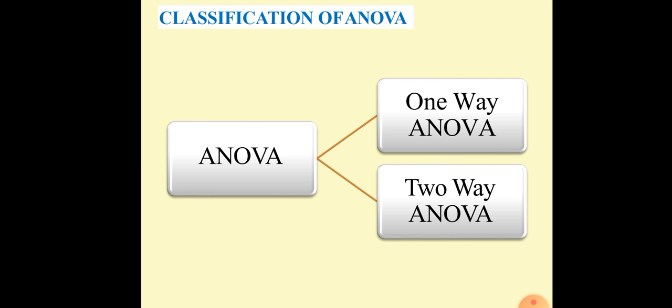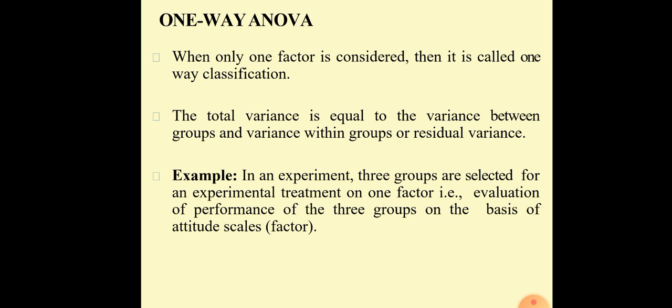Classification of ANOVA. ANOVA is classified in two ways, that is one-way ANOVA and two-way ANOVA. So what is one-way ANOVA? When only one factor is considered, then it is called one-way classification. The total variance is equal to the variance between groups plus the variance within groups, or residual variance. For example, in an experiment, three groups are selected for an experimental treatment on one factor, that is, evaluation of performance of the three groups on the basis of their attitude scale. So this is the example.